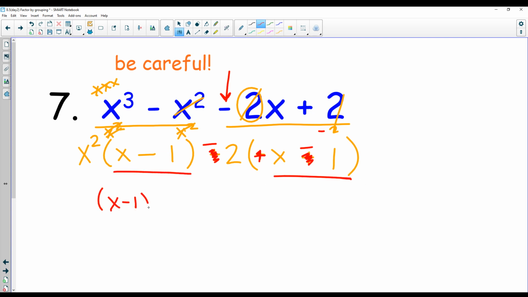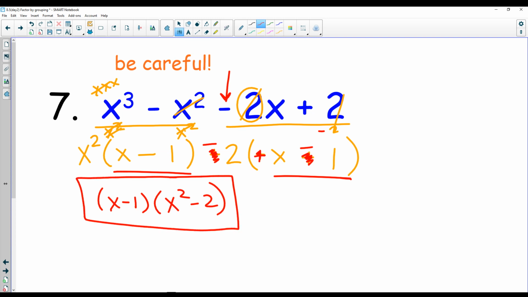So we have an x minus 1 and an x squared minus 2. Those are our factors. Okay? So on that one, you just have to be careful. Sometimes you have to divide by negative, flip-flop your sign so it matches your first group.